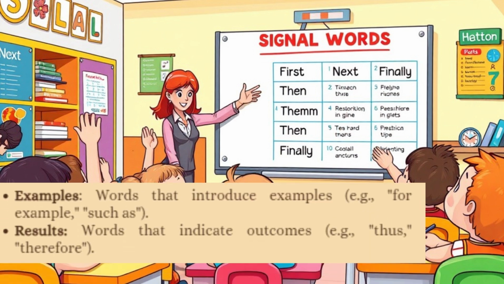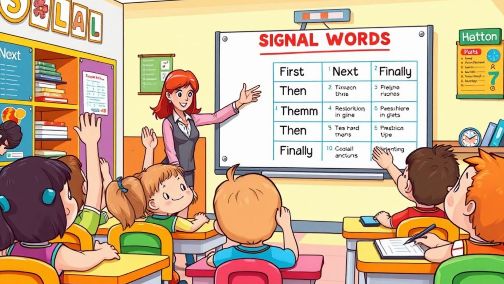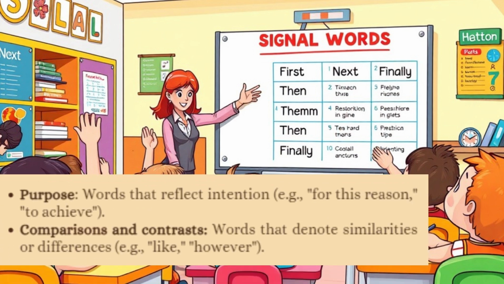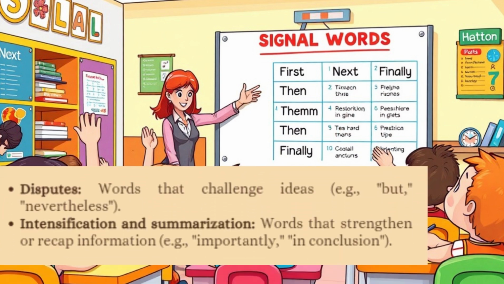Examples: words that introduce examples. Results: words that indicate outcomes. Purpose: words that reflect intention. Comparison and contrast: words that denote similarities or differences. Disputes: words that challenge ideas. Intensification and summarization: words that strengthen or recap information.